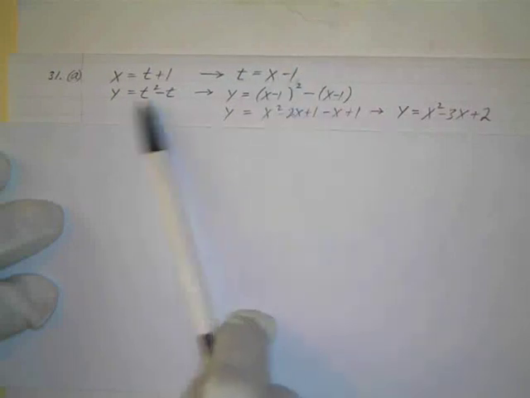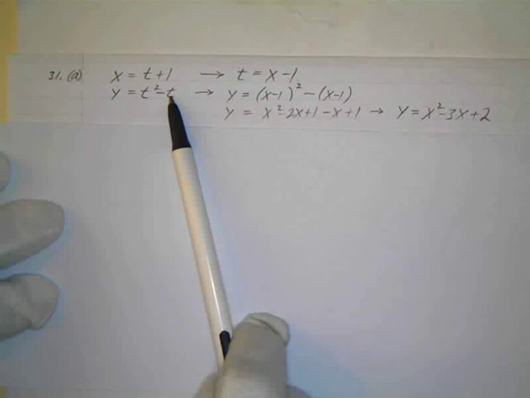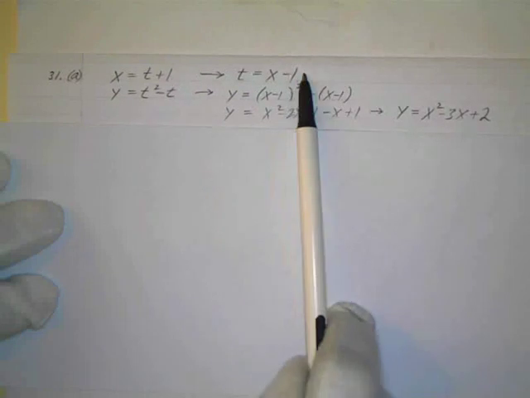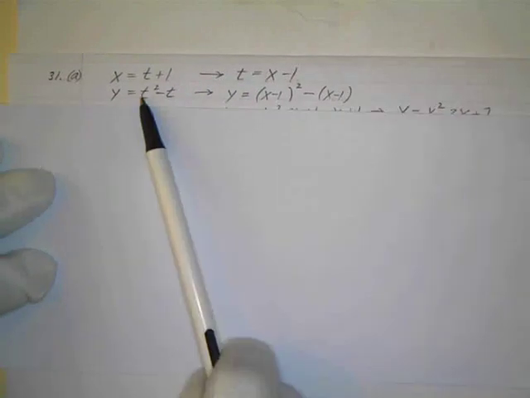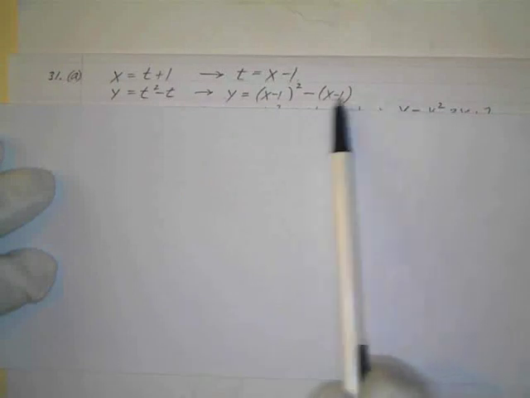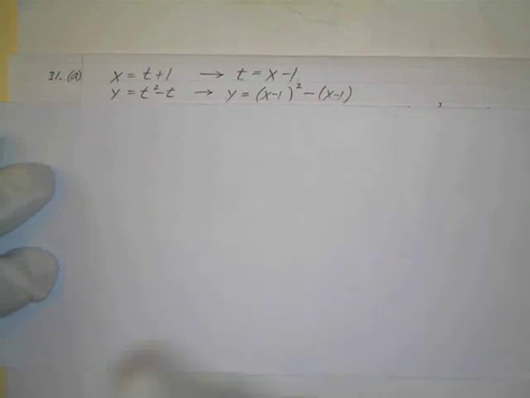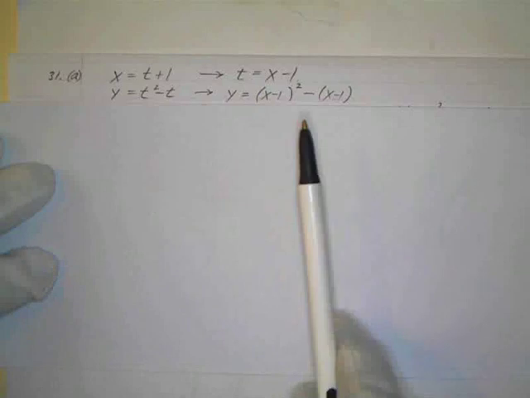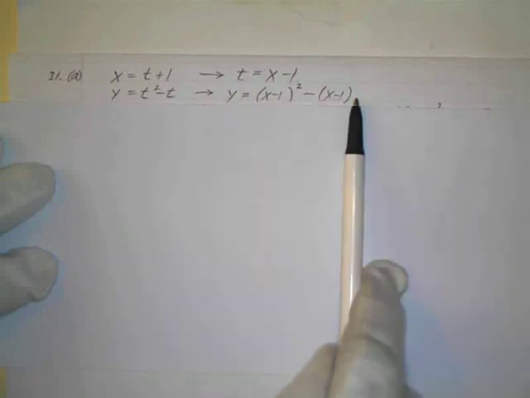And then in the second equation, y equals t squared minus t. Every time I see a t, I just put x minus 1. So I've got (x minus 1) squared minus (x minus 1). Basically that's what they wanted you to do. So we have an equation just in terms of x and y.